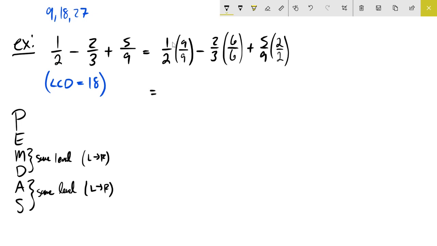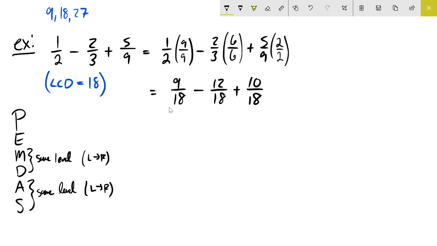All right. So now 1 times 9, this will become 9/18. 2 times 6, this would become 12/18. And then 5 times 2, this would become 10/18. Right? And it looks weird because it's a bunch of reducible fractions, but we've made them reducible fractions on purpose. We brought them up so we can get that common denominator. Now you just go straight across.